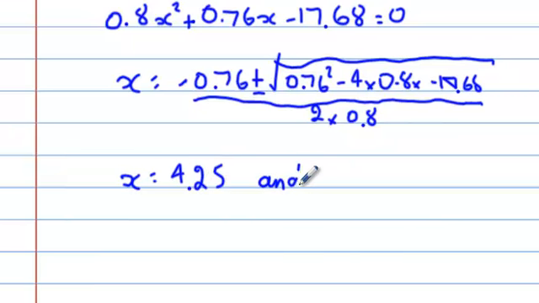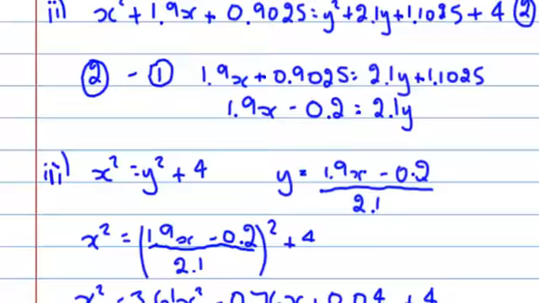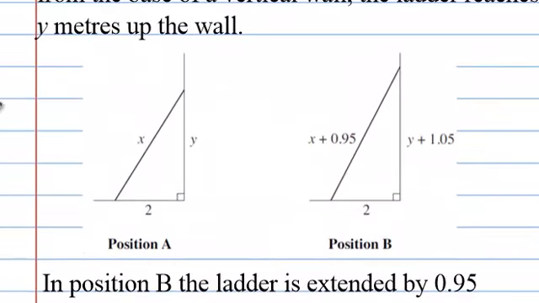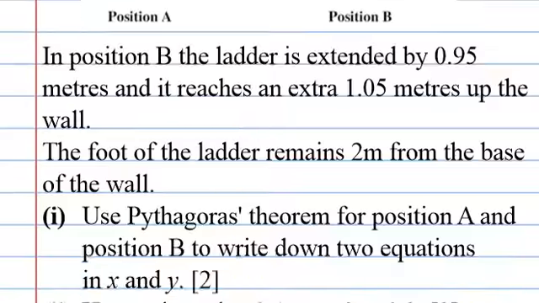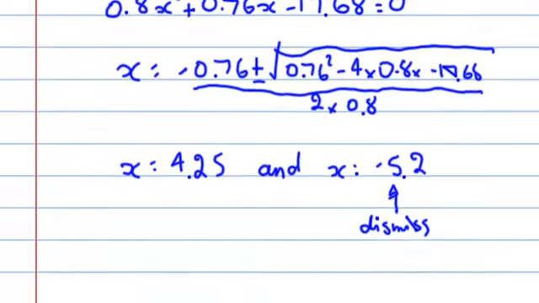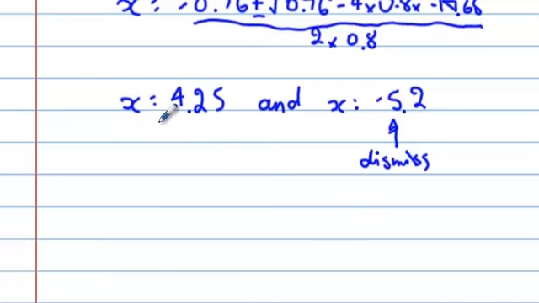and x is negative 5.2, and this solution I'll dismiss, because if you go back to the original diagram, if x is negative 5.2, then negative 5.2 doesn't make any sense for the length of that ladder in either diagram. So we can dismiss that solution of x, just bring it right back. So that means we're focusing on this 4.25.